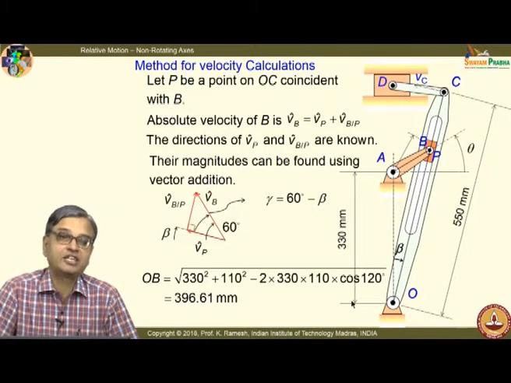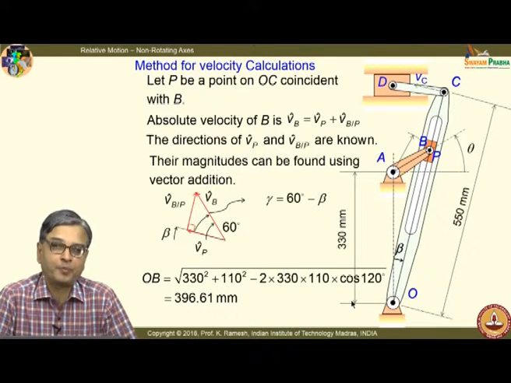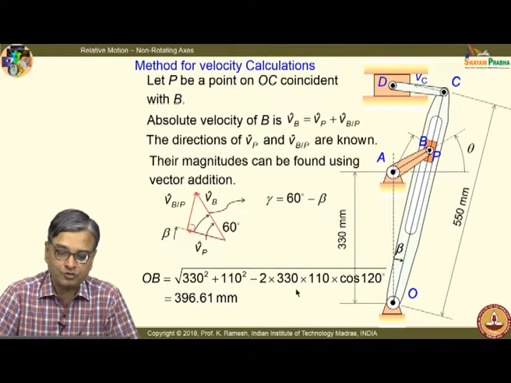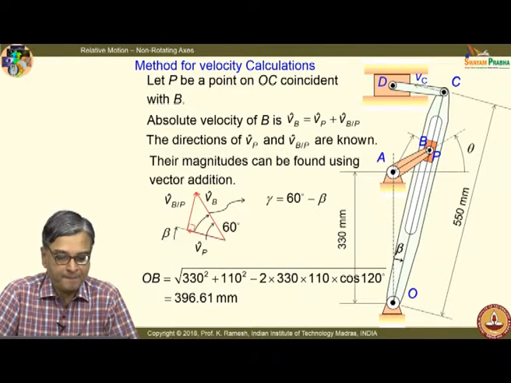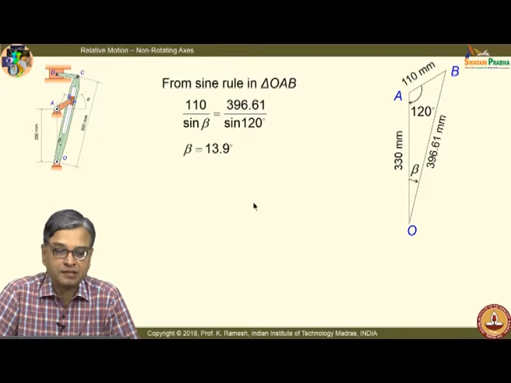So, it is very essential that you refresh your properties of triangles, sine rule, cos rule, and all the other simple calculations. They are needed. You should be able to write them confidently without making a mistake. And from sine rule, I can get the angle beta as 13.9 degrees.